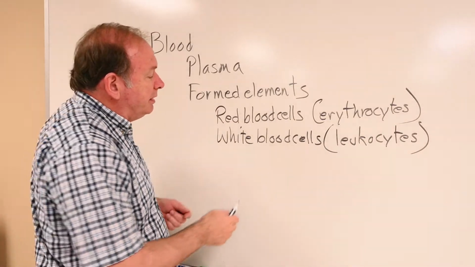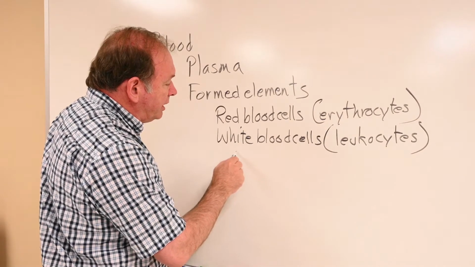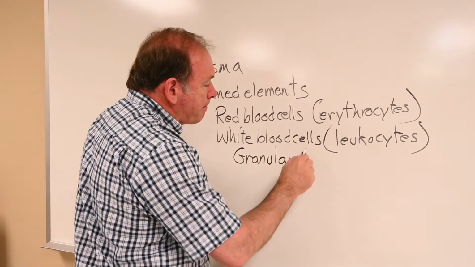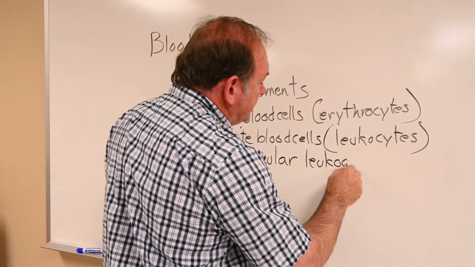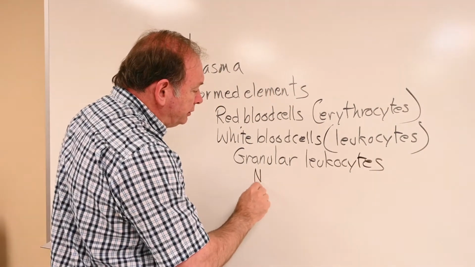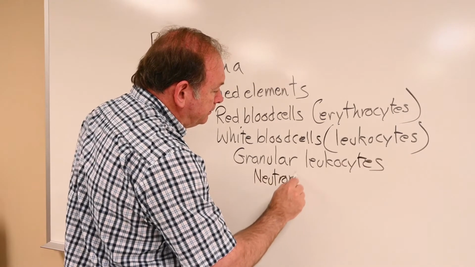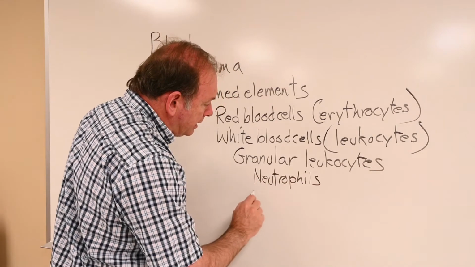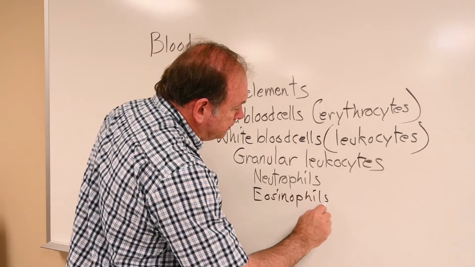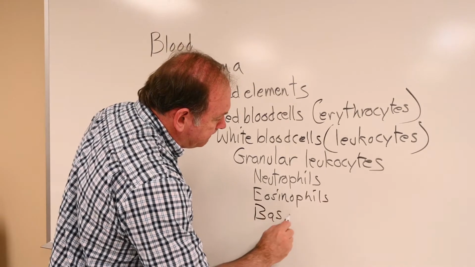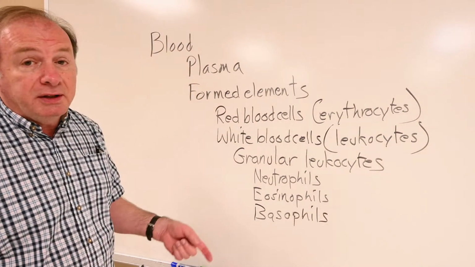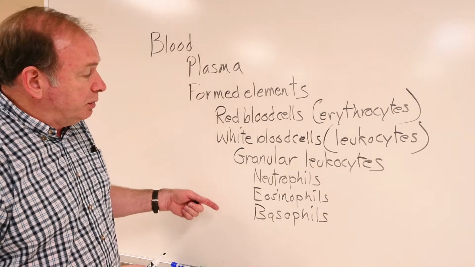Among our white blood cells, we have what are called granular leukocytes. That includes neutrophils, eosinophils, and basophils. We're going to make drawings of all the blood cell types here in a minute. We're just trying to get a list on the board here.